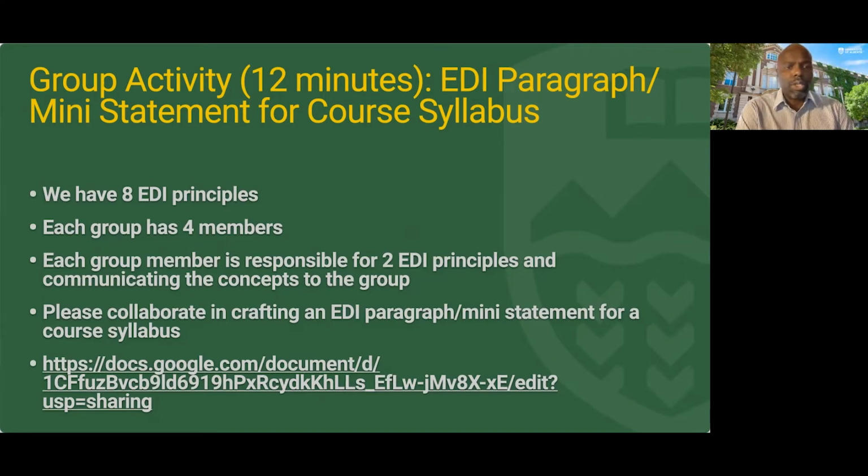There is a Google Doc which Graham will throw in the chat as Graham divides us into groups. Thanks so much, Graham. So see you after 12 minutes and have fun writing your EDI paragraph mini statement for the course syllabus.